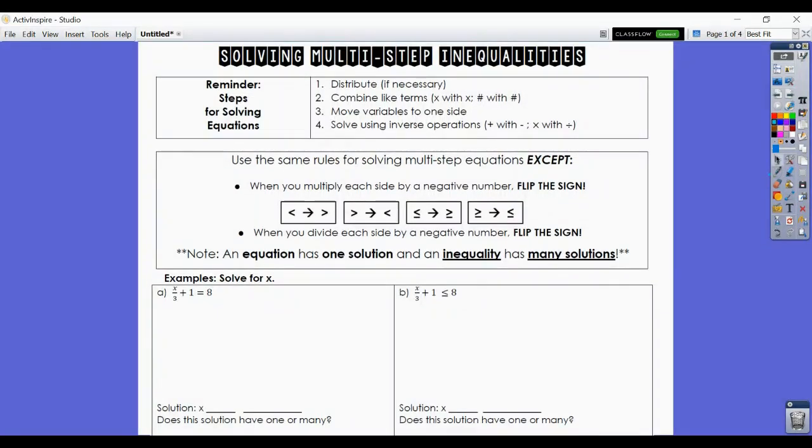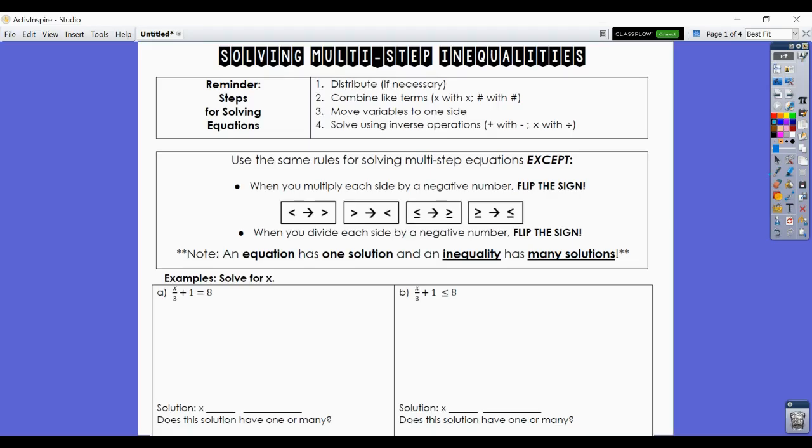In today's lesson, we're going to learn how to solve multi-step inequalities. They follow the same rules as solving equations, except when you multiply each side by a negative number, you must flip the sign. So if you have a less than, you switch to a greater than, and if greater than, you switch to a less than. When you divide each side by a negative number, you also have to flip the sign as well.